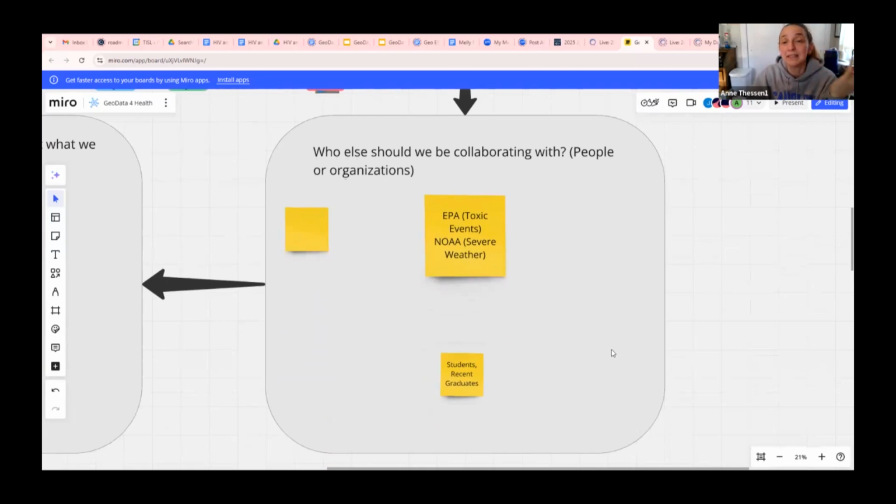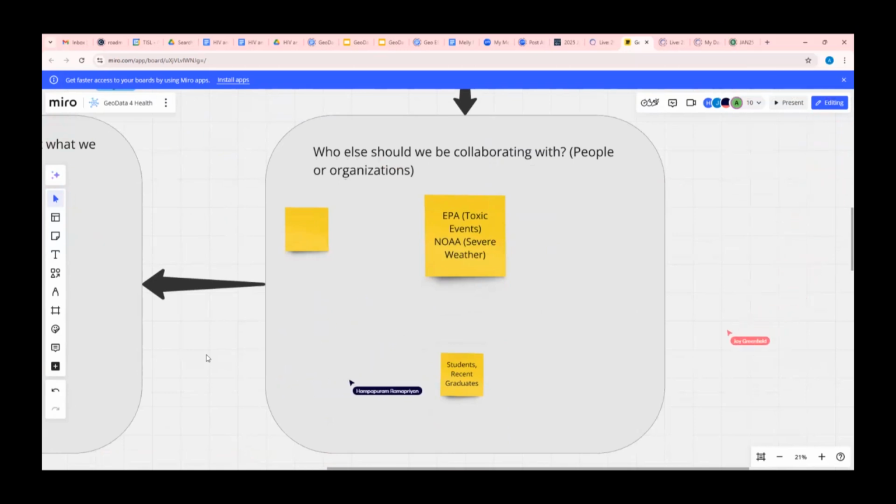Who else should we be collaborating with, people or organizations? I did mention a few NIH-related organizations that are already on our radar. From your perspective, who else should we be talking to for this cluster? And again, I'll shut my mouth and let people do their thing here.